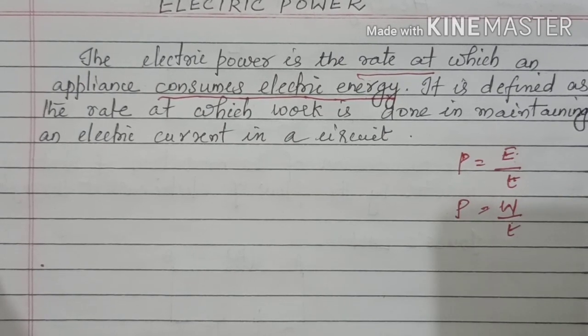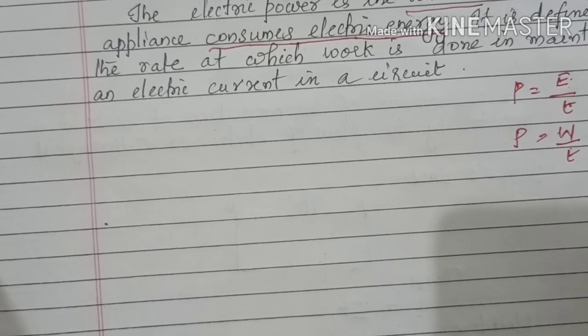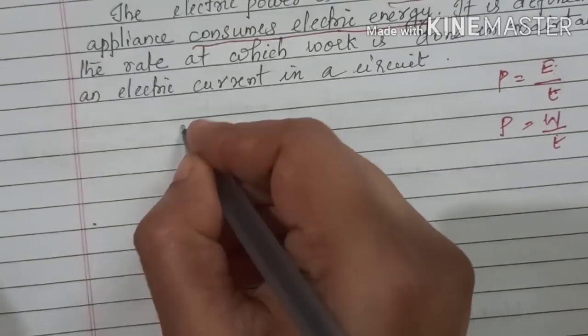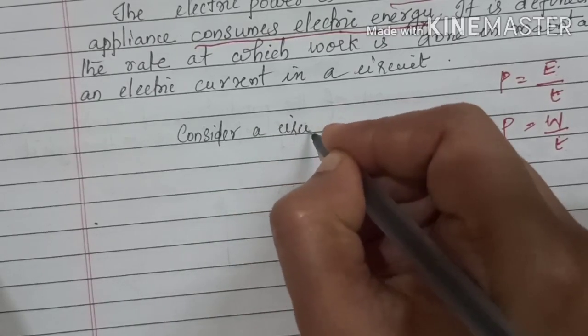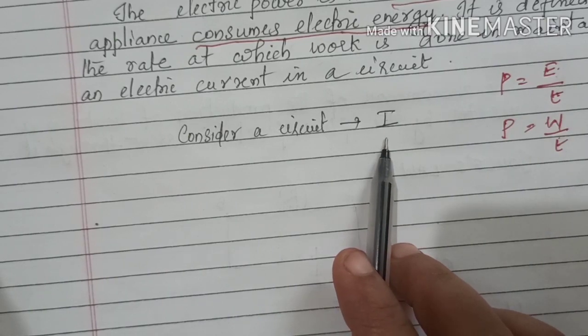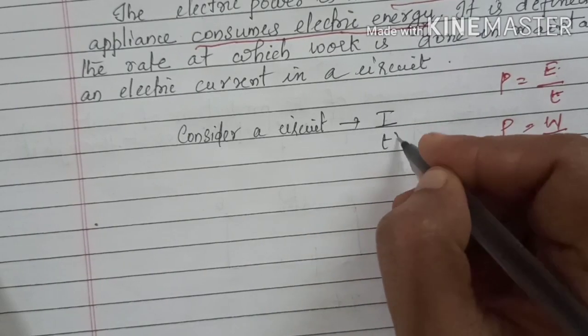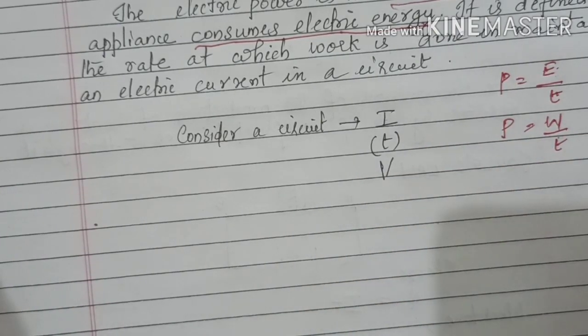For that, I am considering a circuit in which a current I flows. The current I flows through the circuit for a time t at a constant potential difference. Suppose you are considering a circuit in which current I flows for a time t, and there is a constant potential difference V provided for that. Then what about the work done?